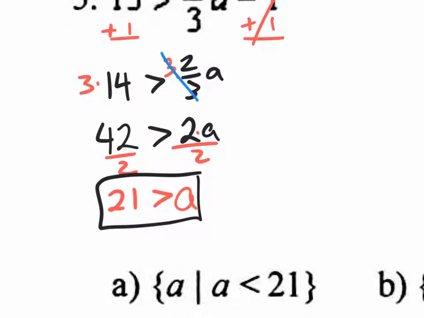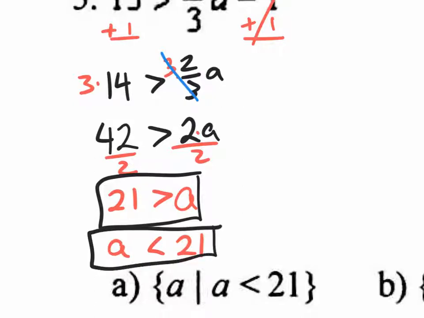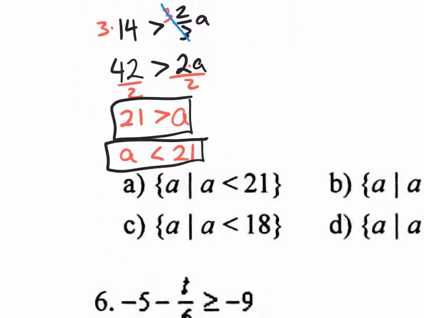So what I want you to do is to put the a on the left side, the 21 on the right side. But since this is the correct answer, the inequality has to remain open to the original value. So if it's opening to the 21, it has to continue opening to the 21 because we said this is the correct answer. Make sense? So this really says A is less than 21, and that's the correct answer, letter A.